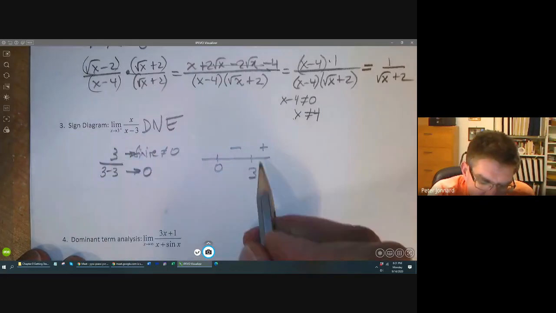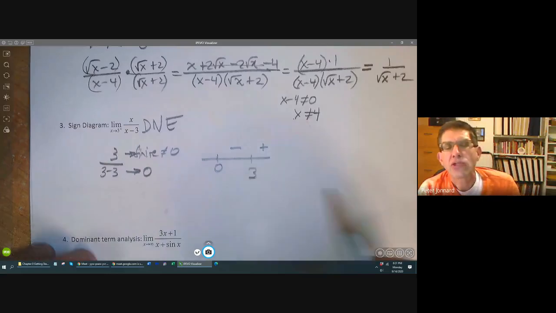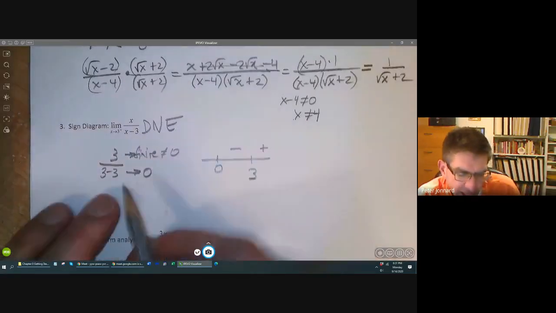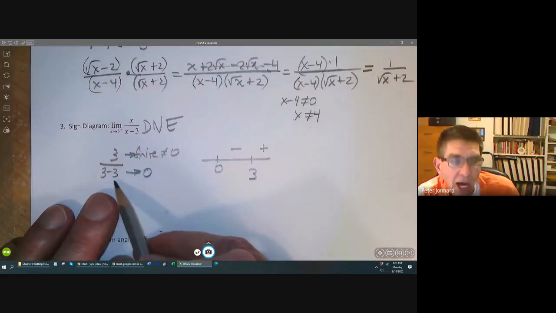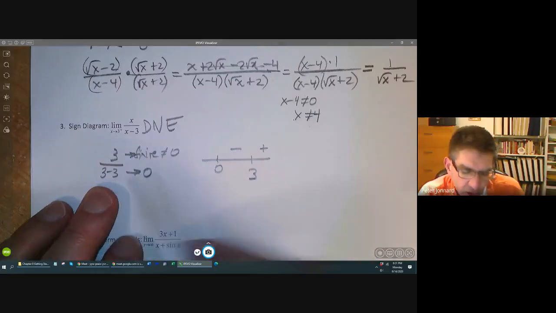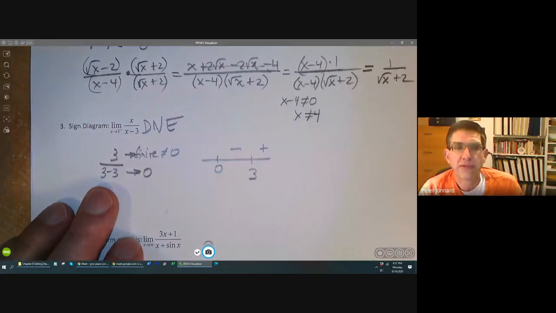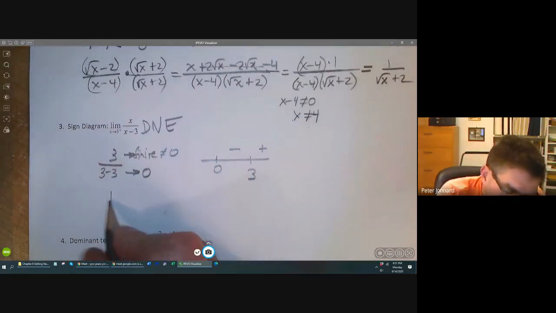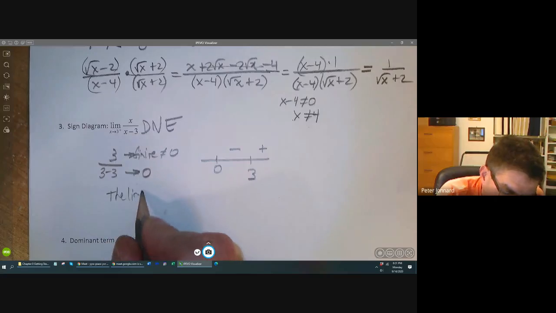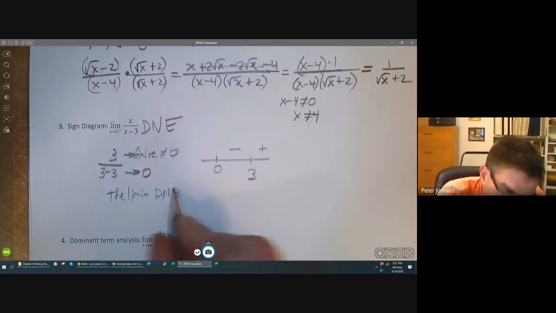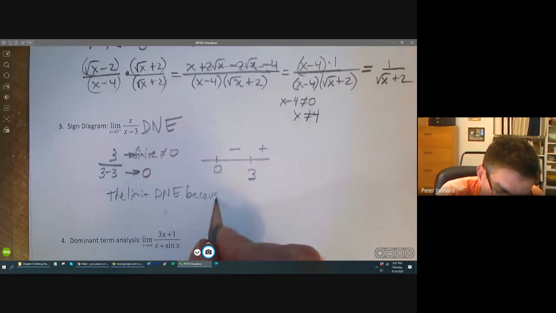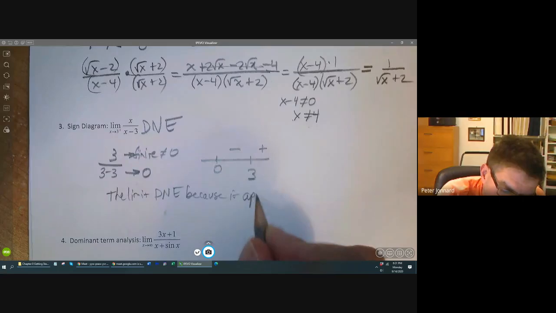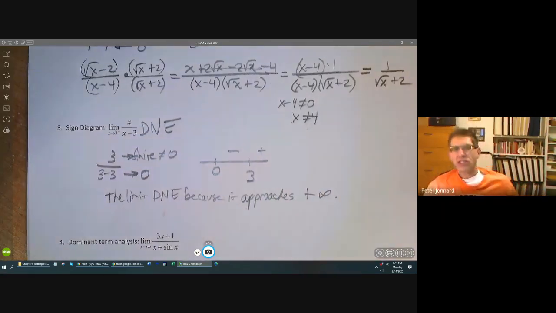So we go in really close from the right. In this case, we're dividing a positive 3 by a positive number very close to 0, and so that's going to go up to positive infinity. So you can simply say the limit does not exist because it approaches positive infinity.